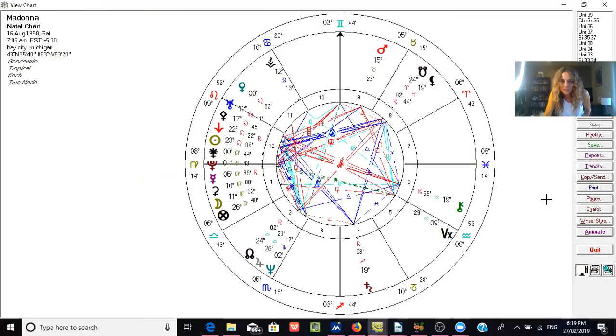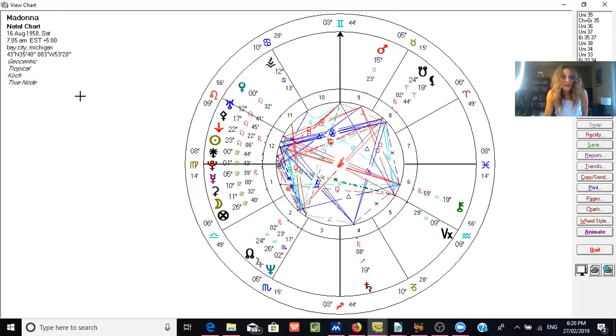Now, having a look at Madonna's chart. So this is Madonna, the artist, performer, singer, born on the 16th of August, 1958, 7:05 a.m. Her time of birth is almost accurate, if not accurate. Born in Bay City, Michigan, so in the United States.